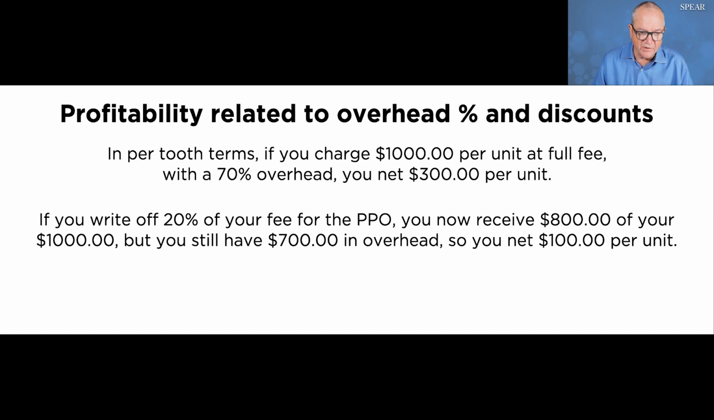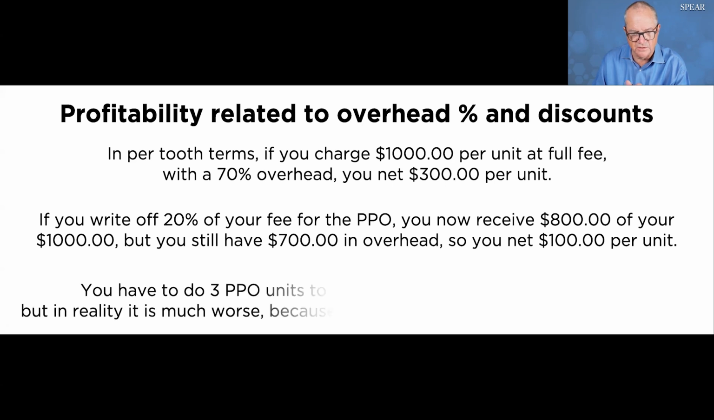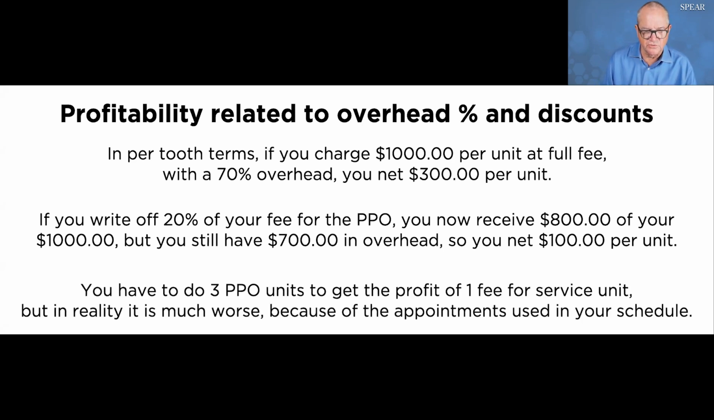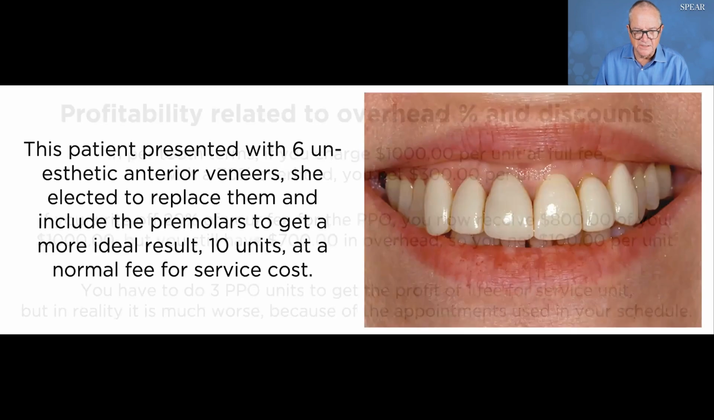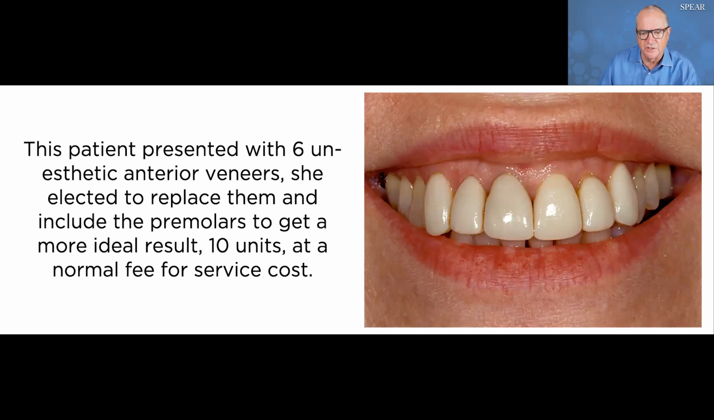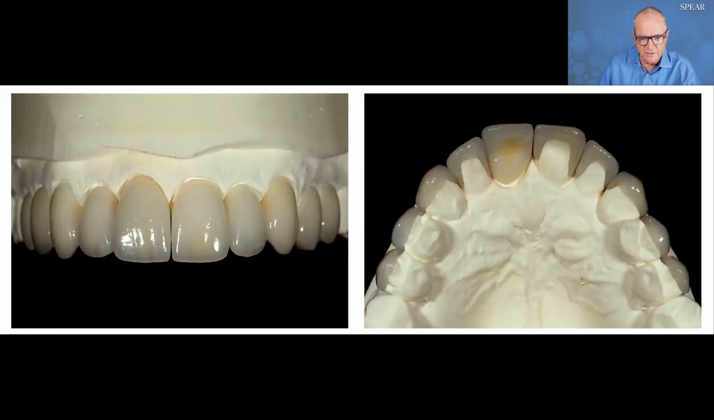If you were in network, and Delta says they average 20% discount, so we'll use 20%. If you write off 20% of your fee to be in network, you now get paid $800. That means your PPO crowns actually only net you $100 a unit, which means one fee-for-service unit is the same as you having to do 3 PPO crowns. So to put it differently, this patient came in because she didn't like her old veneers. We ended up doing new veneers, going back to the second premolar, so 10 units, it's all fee-for-service.